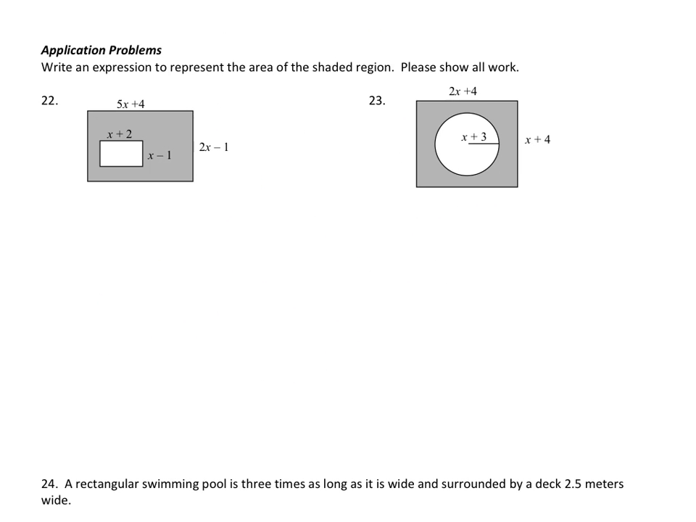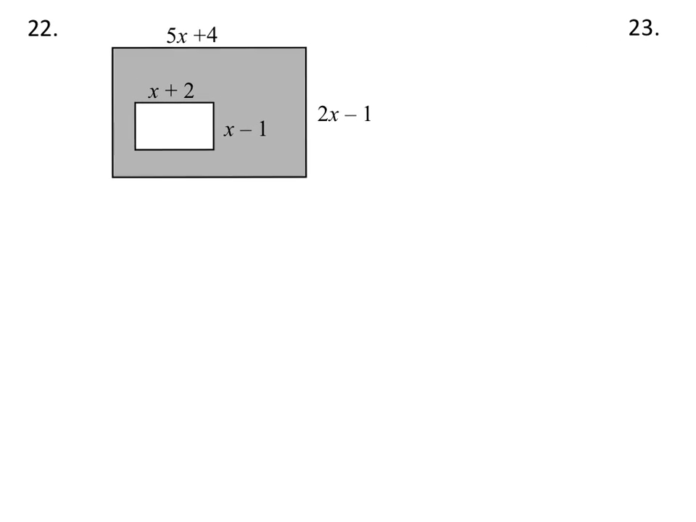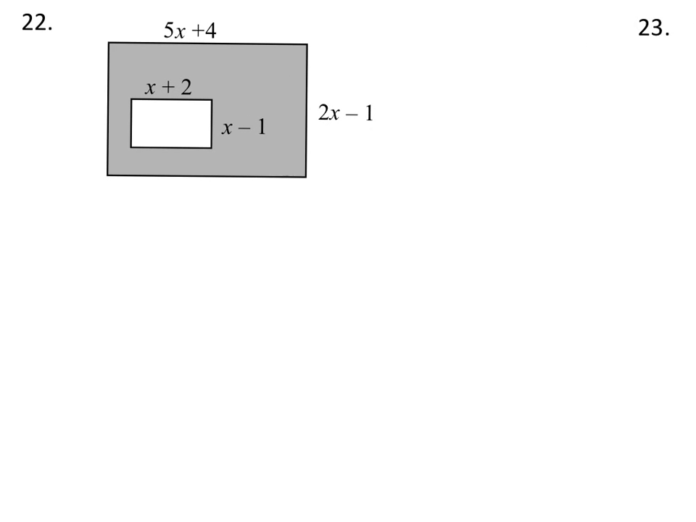All right, now we come to the application problem. So it appears that we have to find the area of the shaded region. So let's look a little bit closer here at 22. And I need to find, again, the area of the shaded region. So I'm going to figure out the area of my larger rectangle and subtract the area of my smaller rectangle. So what I have here for the larger rectangle is 5x plus 4 times 2x minus 1.